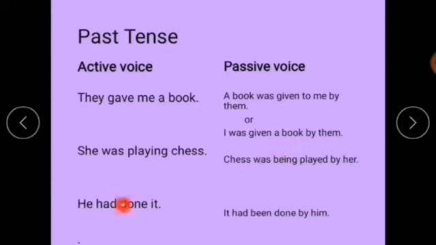Here you can see past in active voice, past perfect, done. The third form is here and here also the third form. It means it will be easy for you. The third form will already be there in past perfect.